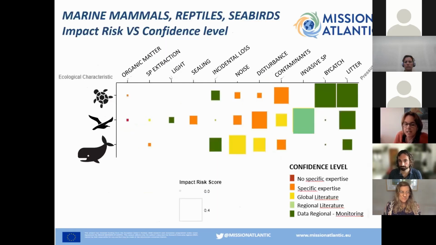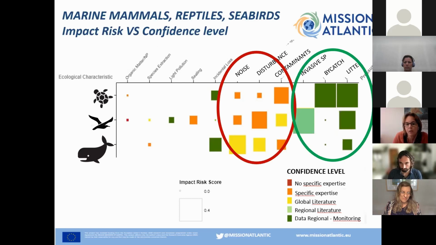One of the things that this framework allowed us to do was also to do a lot of bibliographic review in terms of what information is available for the region and compare it to the risk that we were analyzing. So if we look at the marine megafauna here, we can see that the risk is high for some pressures like litter, bycatch, and invasive species on the left, but also that we have different colors here. So the colors mean the amount of information we have available.